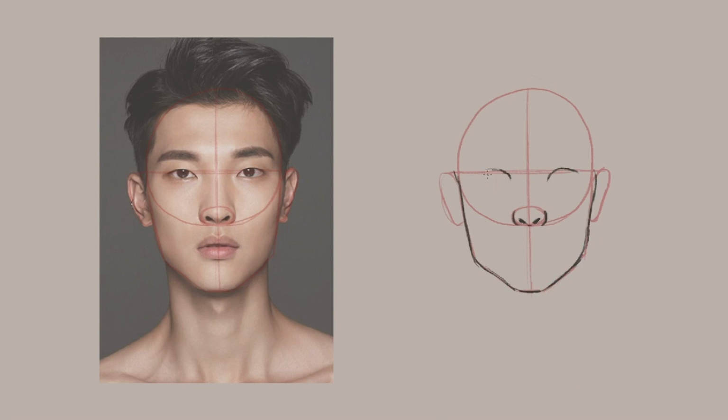You don't have to get everything placed exactly, but the guidelines do help a lot. Remember that the circle doesn't allow for the skull mass or the hair, so you'll need to build that up around the construction lines.